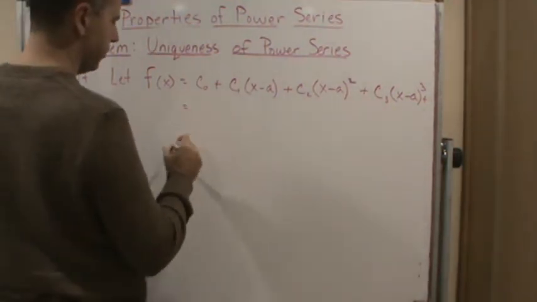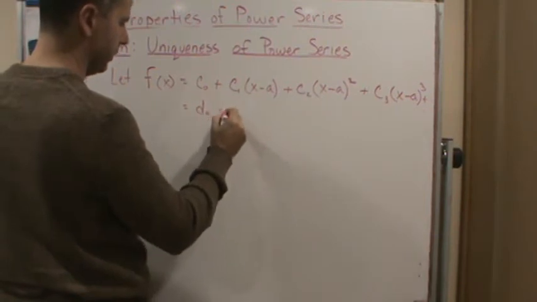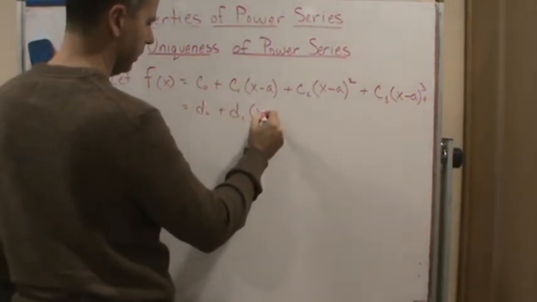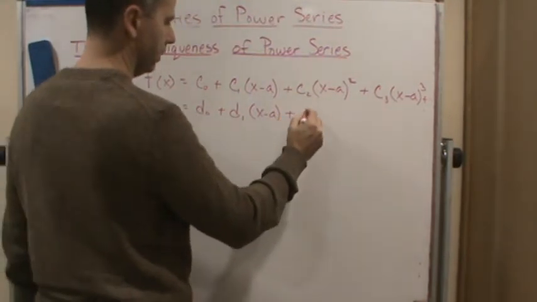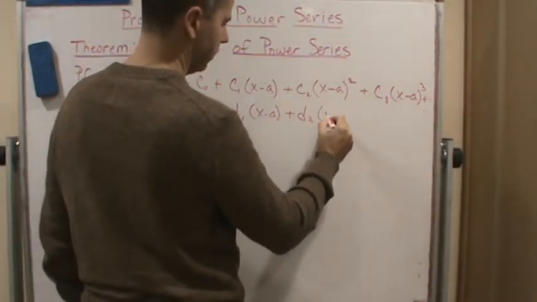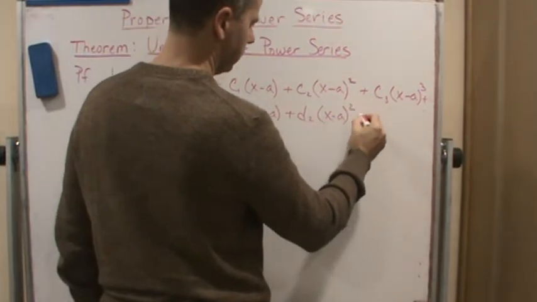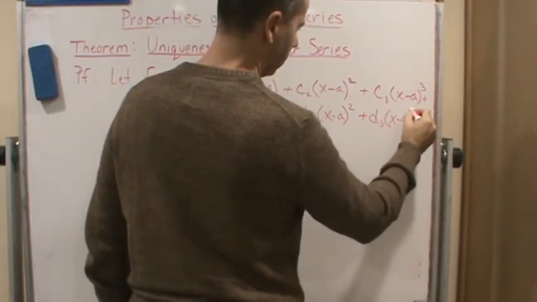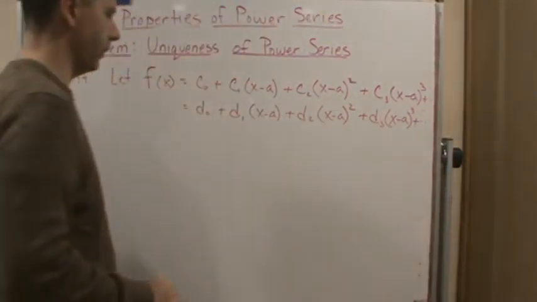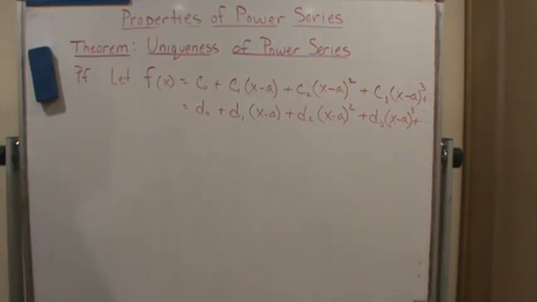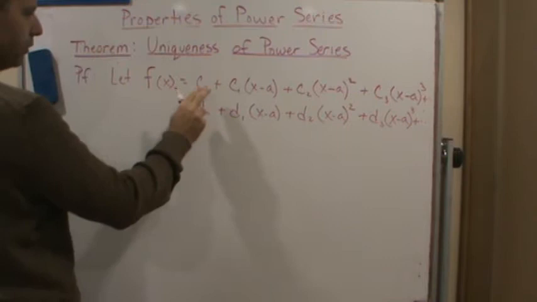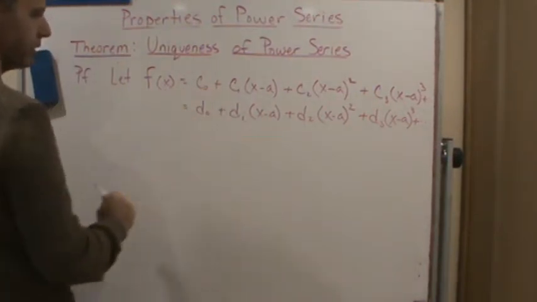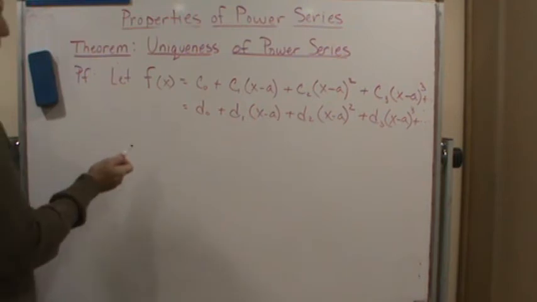And let's say that this is also equal to d sub 0 plus d1 times x minus a, and so on. Okay. So if we let this be true, so we can represent f of x equal to this and f of x equal to this, so these two are equal, then what happens?